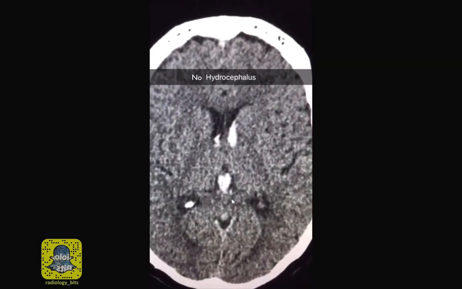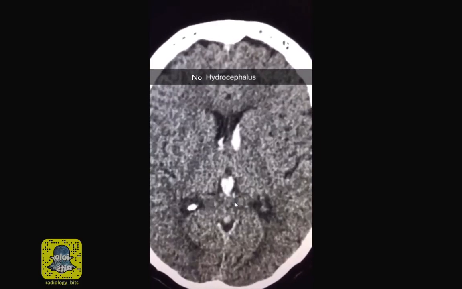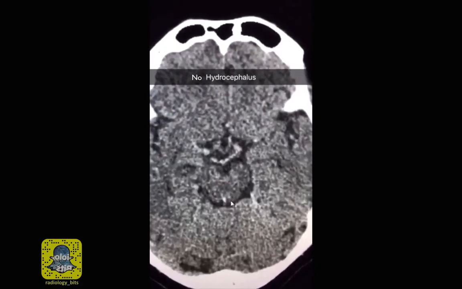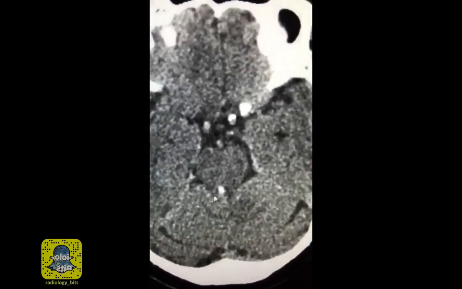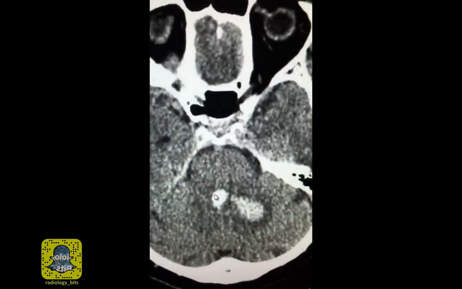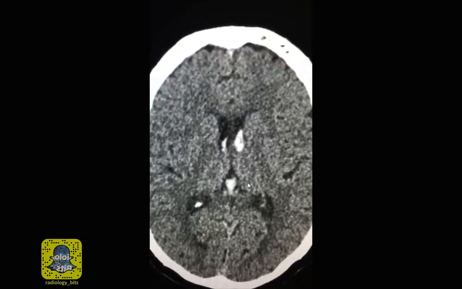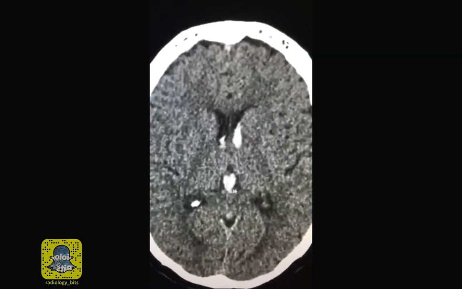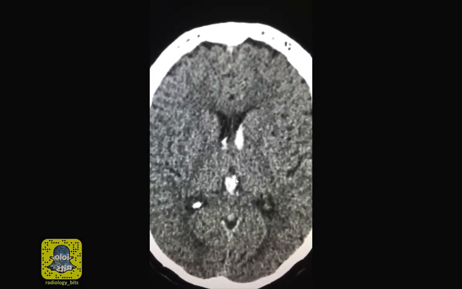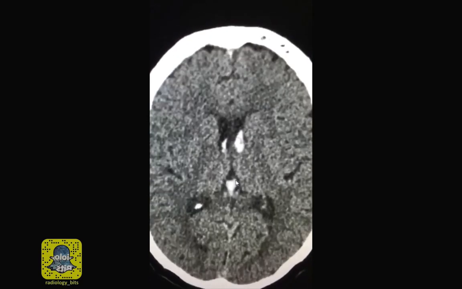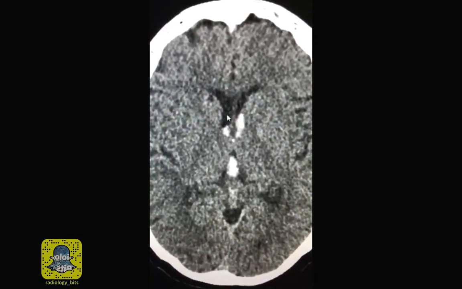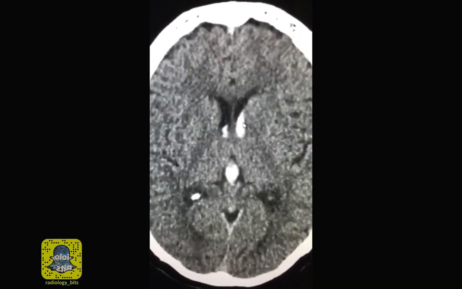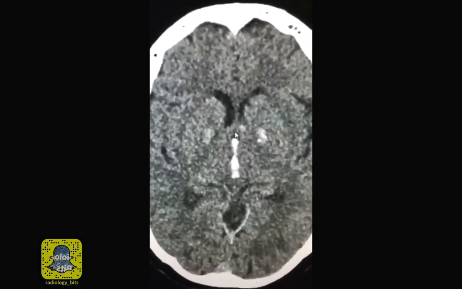Dilatation of the ventricular system or hydrocephalus could happen due to two reasons in this case. The first reason is because of the compression of the fourth ventricle here, leading to obstructive hydrocephalus. The second reason would be due to clot formation within the ventricles or abnormal resorption of CSF because of blood. In this case, the ventricular size is appropriate for the patient's age and there is no obvious hydrocephalus at the moment.